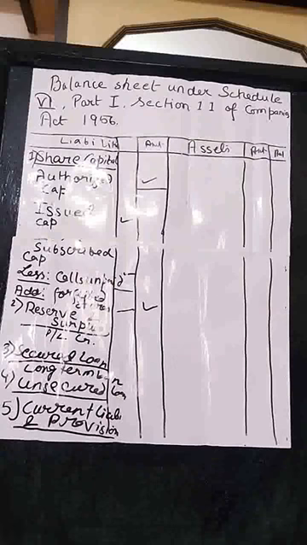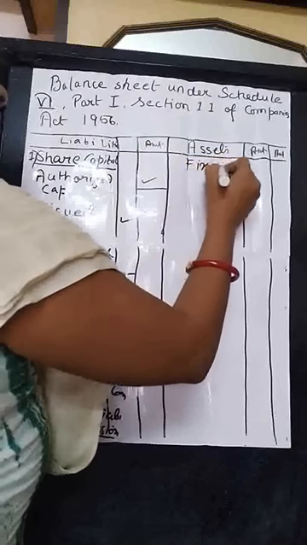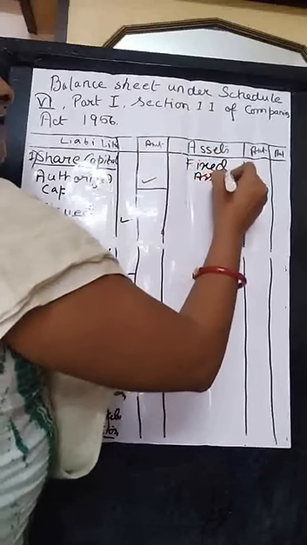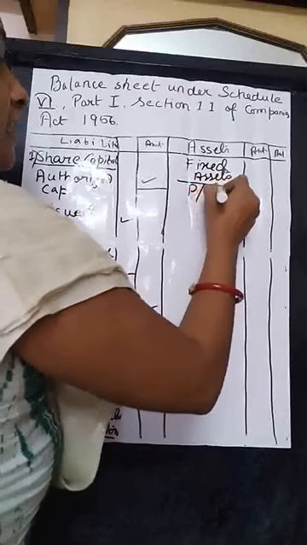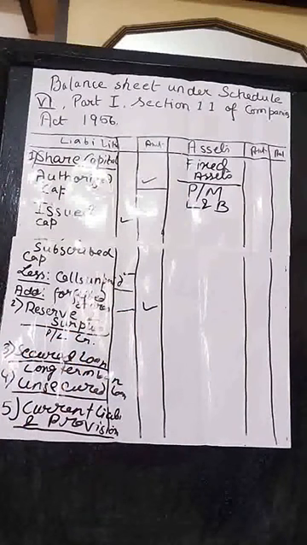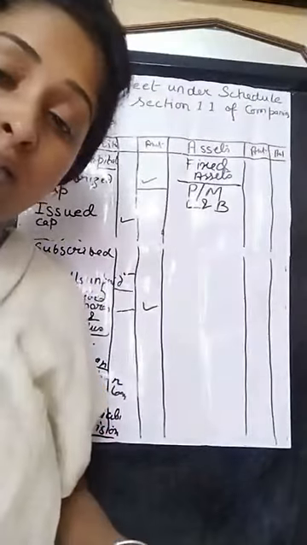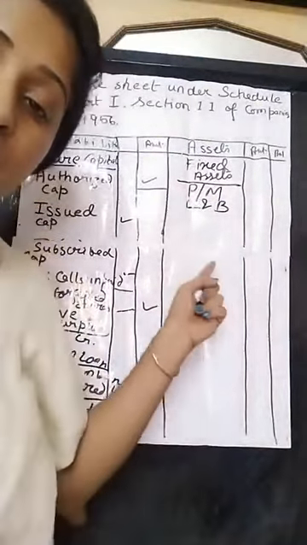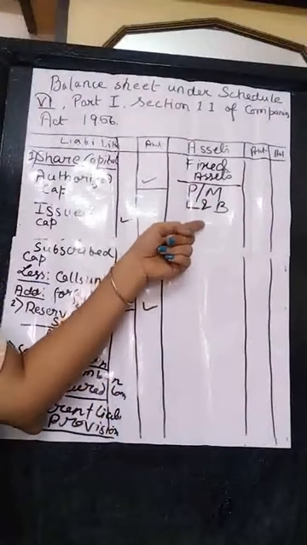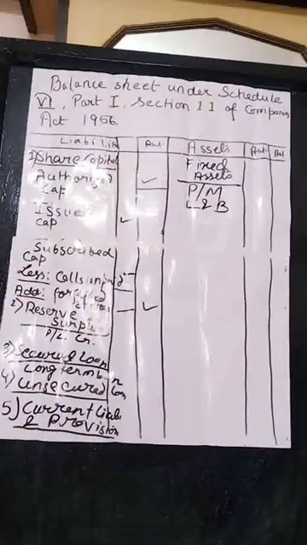Now we will move to the asset side. Talking about the asset side, the first item to be included is obviously fixed assets. Any type of fixed asset will come first. Any type of fixed asset means goodwill, plant and machinery, land and building, trademark. Leasehold premises or railway sidings or livestock, any vehicles, any furniture will come under this fixed asset category.